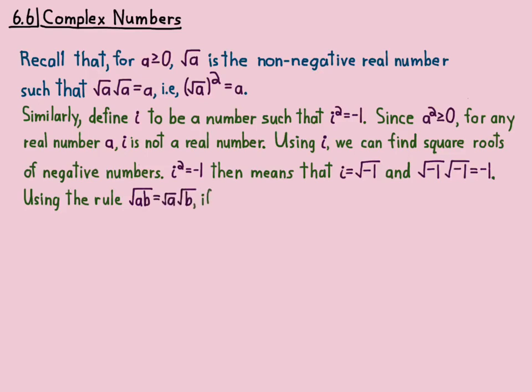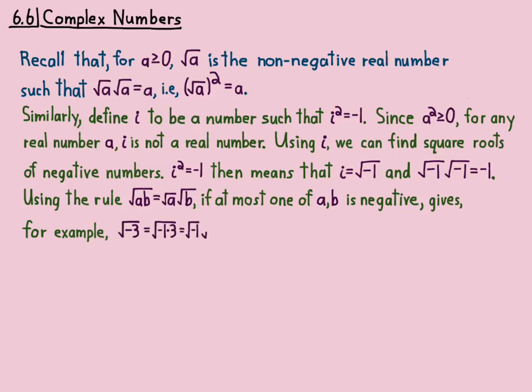Well, it's similar, right? Using the rule square root of ab equals square root of a times square root of b if at most one of a, b is negative gives, for example, I'm sorry, start that again. Right here. Square root of negative 3 equals square root of negative 1 times 3, equals square root of negative 1 times square root of 3, equals i times the square root of 3.